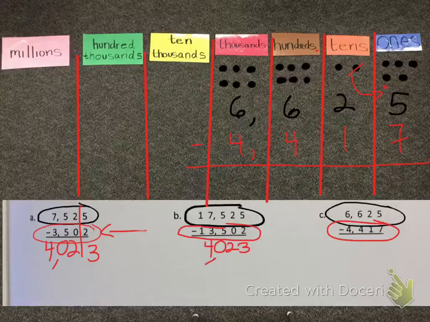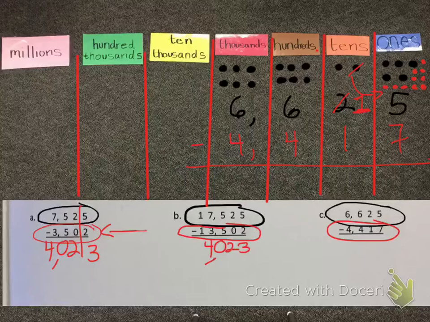So 1, 2, 3, 4, 5, 6, 7, 8, 9, and 10. I tried my best here to make them all put together. So now that we have enough, this 2 changes to a 1, right? Because now we only have one dot in here. So now we can subtract.